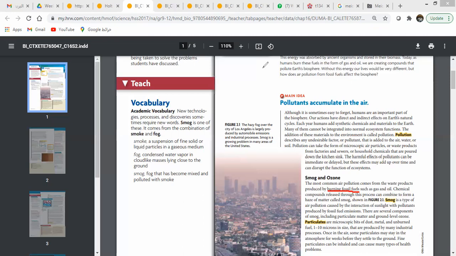Okay, so smog is a type of air pollution caused by the interaction of sunlight with pollutants or chemicals that are produced from the fossil fuel burning. Okay? And tomorrow we will talk about ground level ozone.